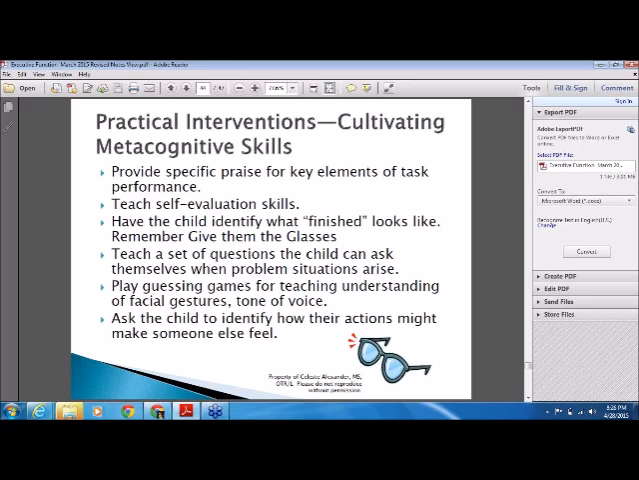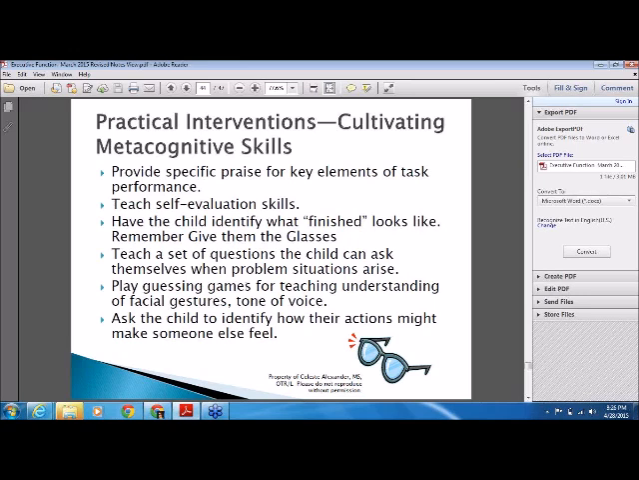Next bullet, playing guessing games for teaching an understanding of facial gestures and tone of voice. Again, many young children who have problems with these skills really don't know how to read or fully interpret. I think sometimes they understand that someone might be sad or angry or happy, but I don't know that they truly understand what that means. What does sad mean? What does hurt? My feelings are hurt. They don't really understand that.